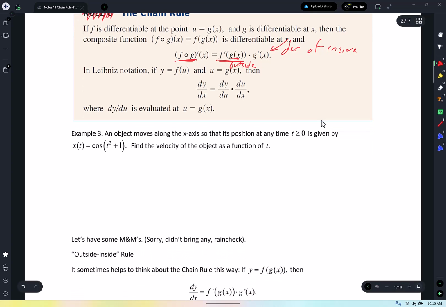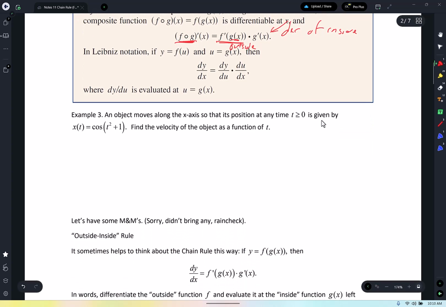Okay, so check it out. An object moves along the x-axis, so its position at any time t greater than or equal to 0 is given by x of t. Find the velocity of the object as a function of t. So how do I find velocity from position? Take a what? How do I find velocity from a position graph? How do I find velocity, guys?